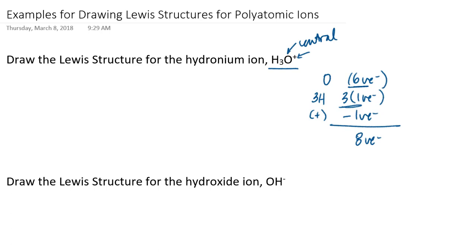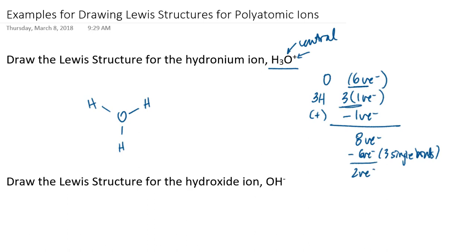And I'm going to start assembling the structure. So I have oxygen in the middle, and I'm going to connect the hydrogens to the oxygen. Now notice that in doing that, I used 3 separate single bonds. Because I added 3 single bonds, and each single bond represents 2 valence electrons, I've just used up 6 valence electrons. That means that there are still 2 valence electrons left to be placed in the structure.